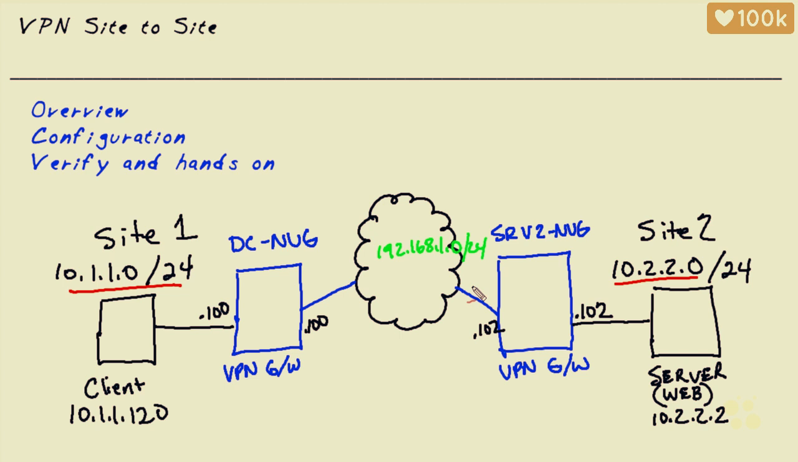And in preparation for this lab and for this nugget, I've done a couple of things. Number one, I removed and installed the routing and remote access service on both DCNUG and server 2. So they're in their brand new configuration regarding routing and remote access, as if we just installed those roles. And as part of the configuration, we're going to create some on-demand interfaces.